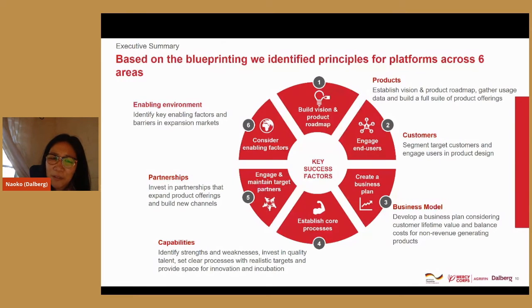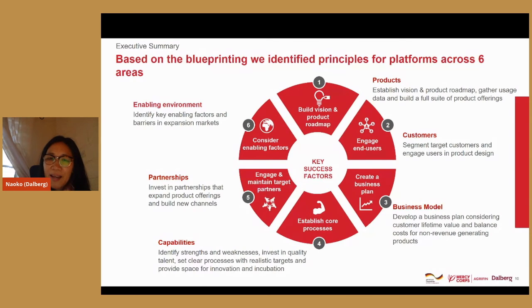The next one is the customers. While different platforms tend to target different customers, we have seen very limited cases where they do so consciously. Some platforms engage the customer deeply and others don't. And we see the reward of engaging the customer in the design, and of a quick feedback loop to tweak and reiterate the products to enhance the uptake and the usage.